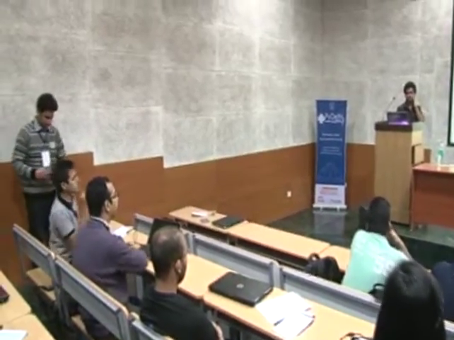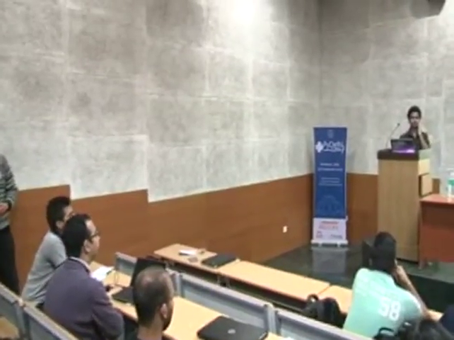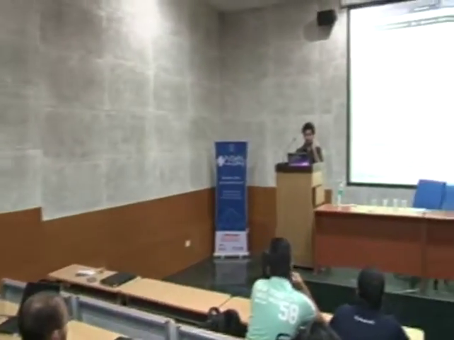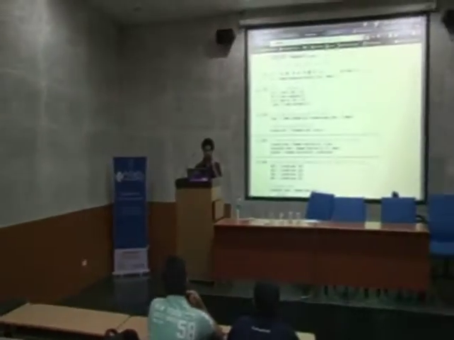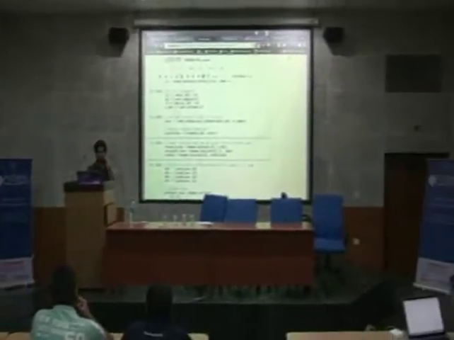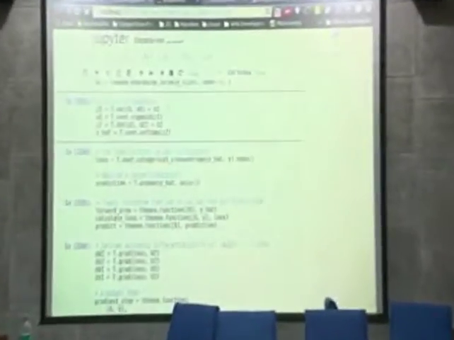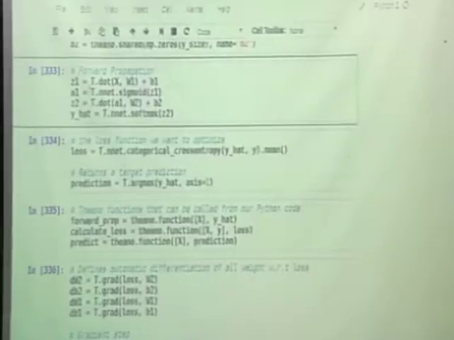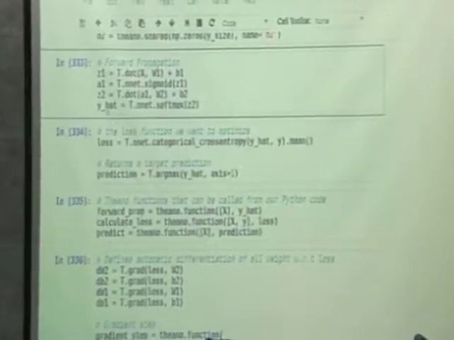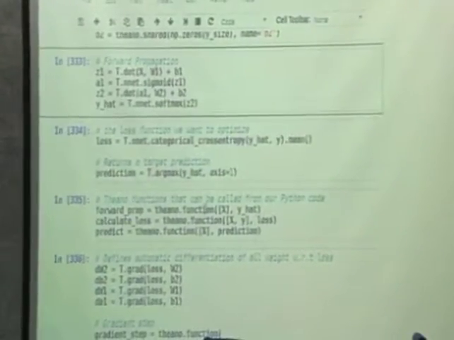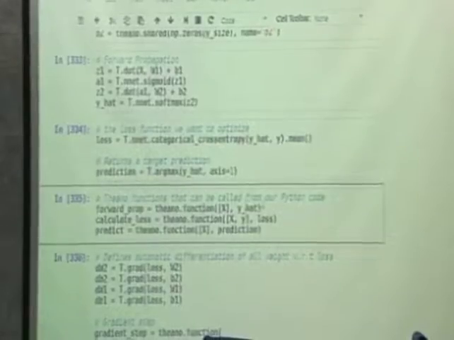Okay, then your Theano functions that you just saw. Given x, we can go through this graph. From x, we calculate z1, we calculate a1, we calculate z2, and then finally we calculate y hat, which is the value of your forward propagation.